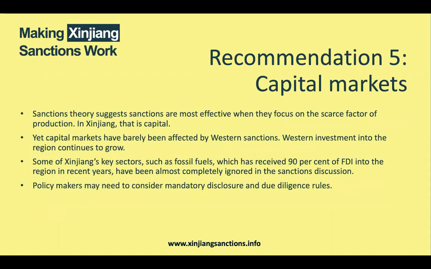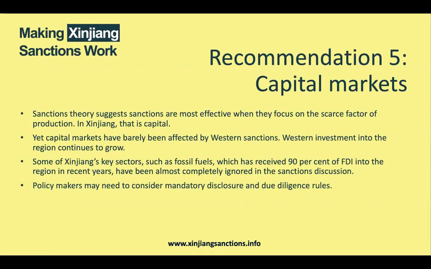In recommendation 5, we talk about capital markets. Xinjiang is simply not a highly export-dependent region. Only around 10% of GDP comes from exports. It is, however, investment dependent. Beijing works actively to attract both Chinese and foreign capital to Xinjiang, and it's succeeding in doing that. Western investors are arguably financing the forced labor-fueled growth of Xinjiang. Now, sanctions theory tells us that we're likely to have a bigger impact on the scarce factor of production, and in Xinjiang, that's capital. Western sanctions basically don't touch this yet.